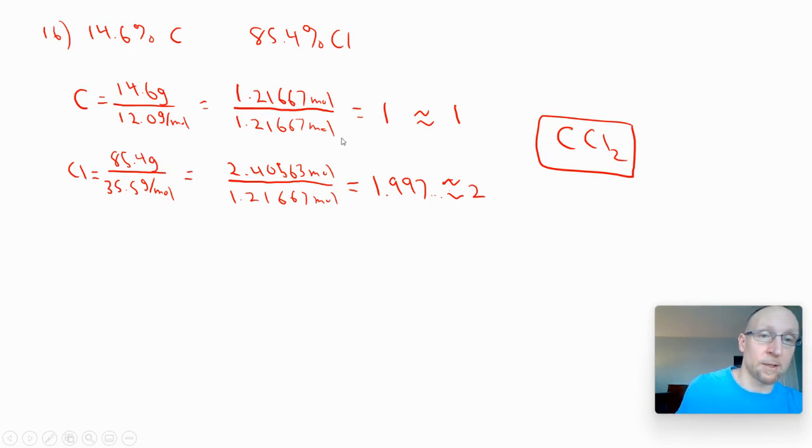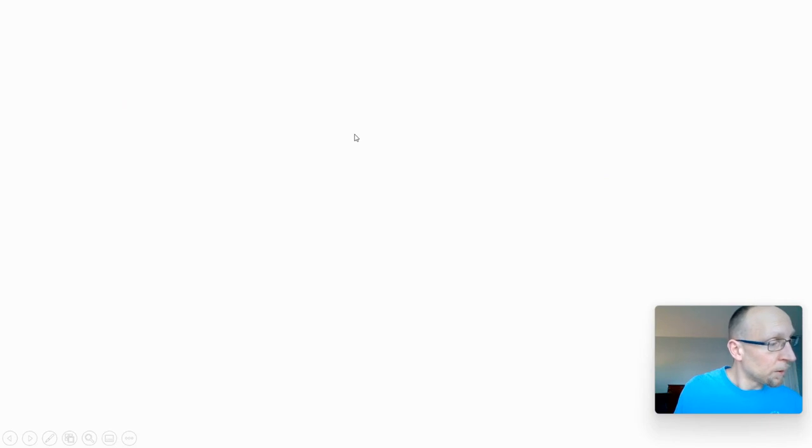Number 17, we haven't really talked much about hydrates. There's a lab that goes along with this, but we haven't had a chance to do that lab. So a student heated a 9.1 gram sample. So we have 9.1 grams, all right?